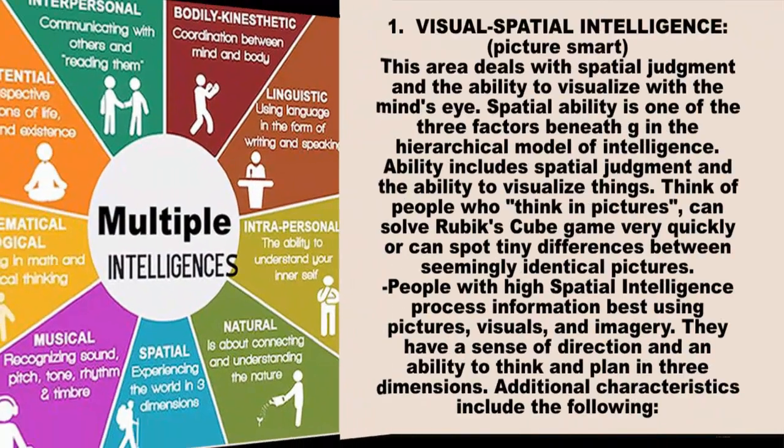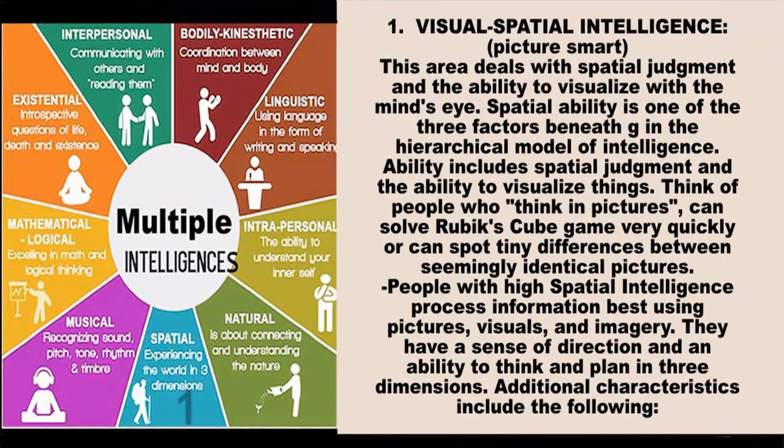1. Visual spatial intelligence. Picture smart. This area deals with spatial judgment and the ability to visualize with the mind's eye. Spatial ability is one of the 3 factors beneath g in the hierarchical model of intelligence. Ability includes spatial judgment and the ability to visualize things.